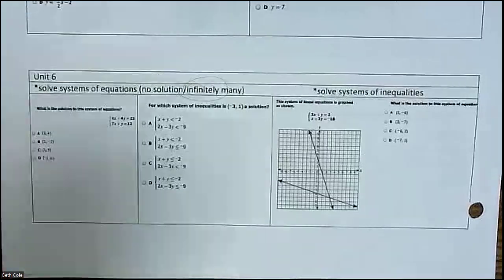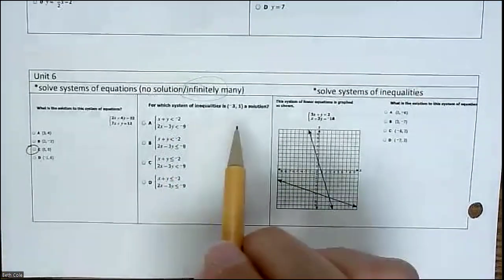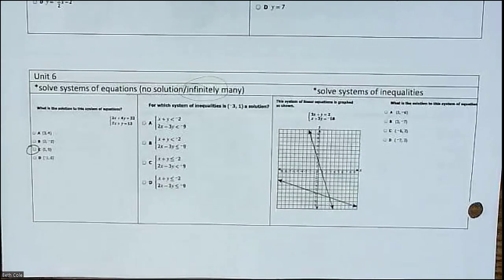C. Now, sometimes they ask only for X, sometimes they ask only for Y. If they asked, for example, only for Y, which number would it be? 5, okay?